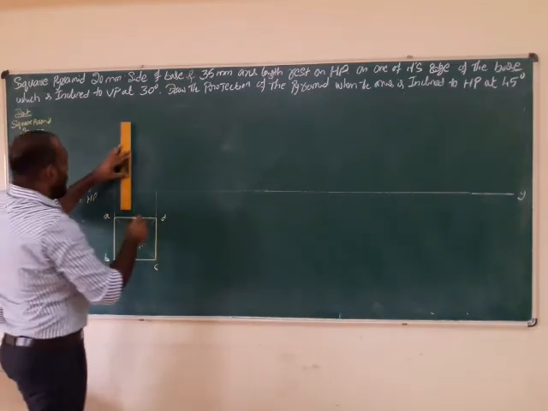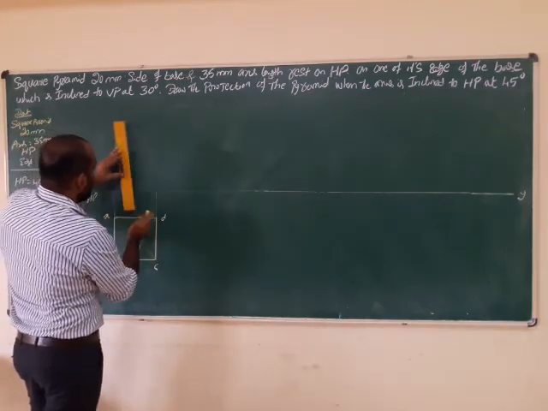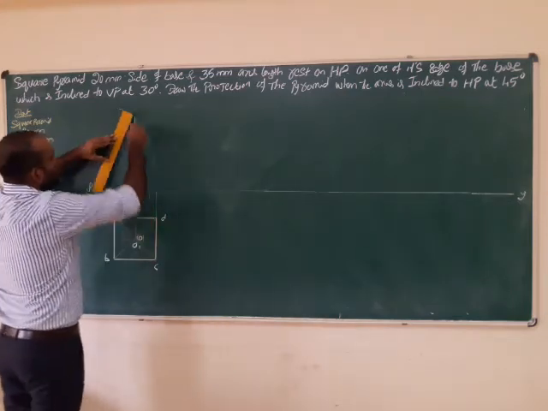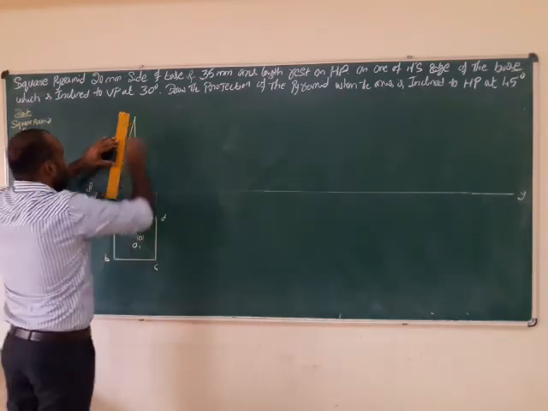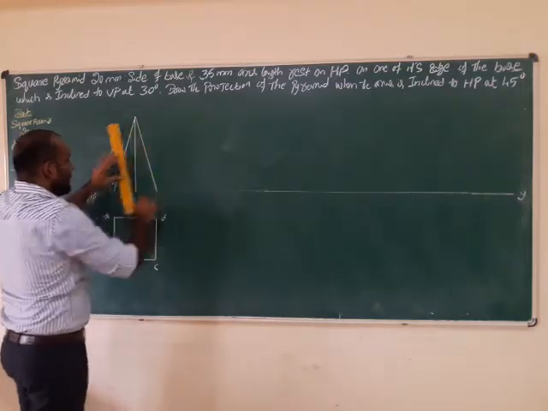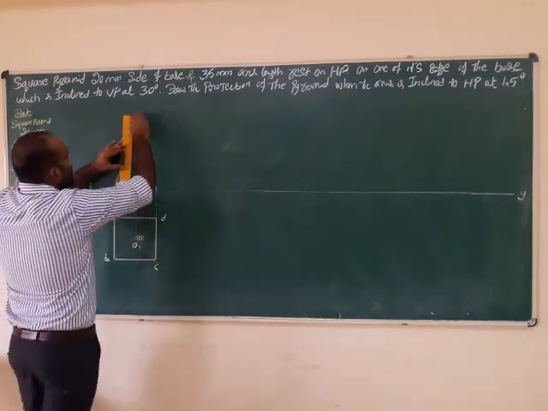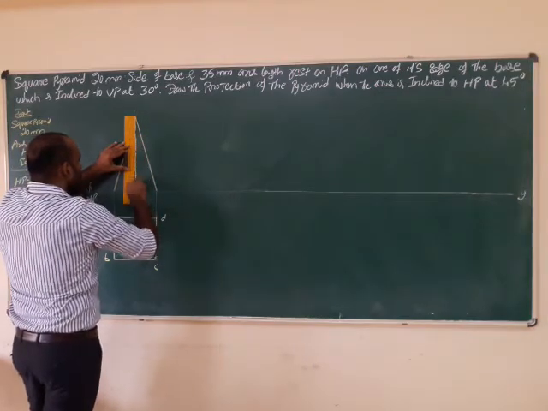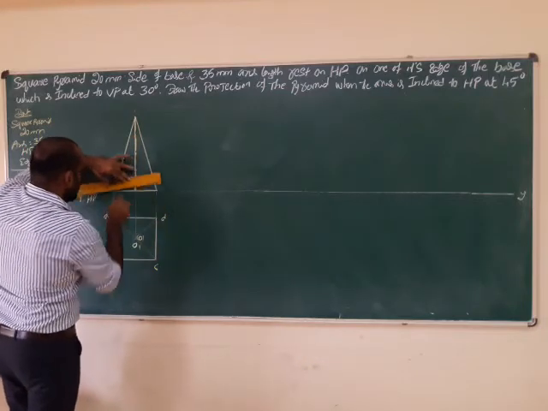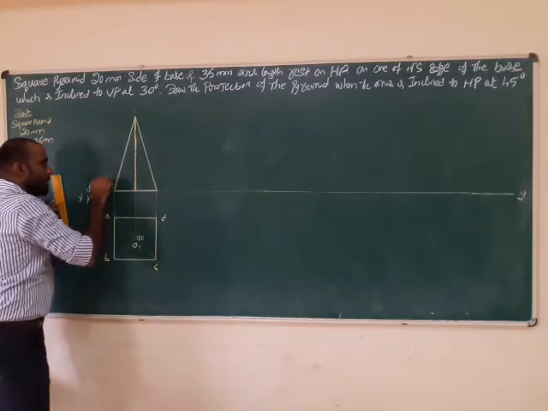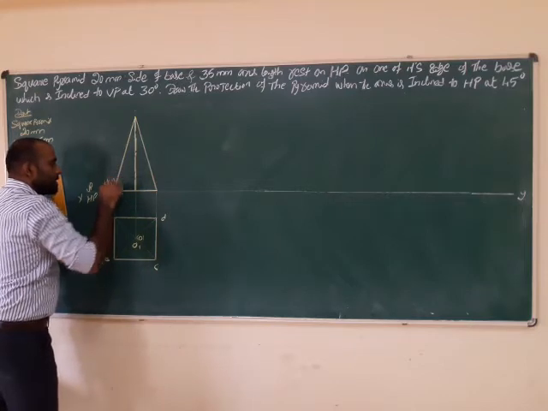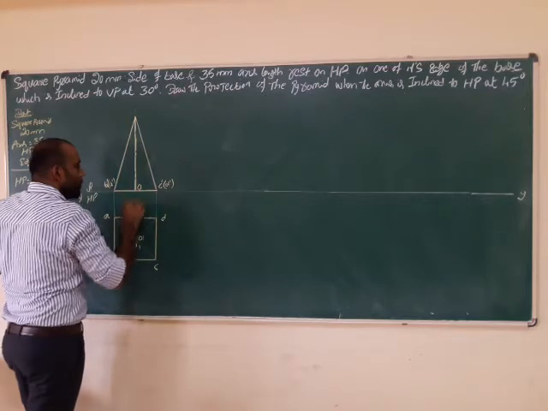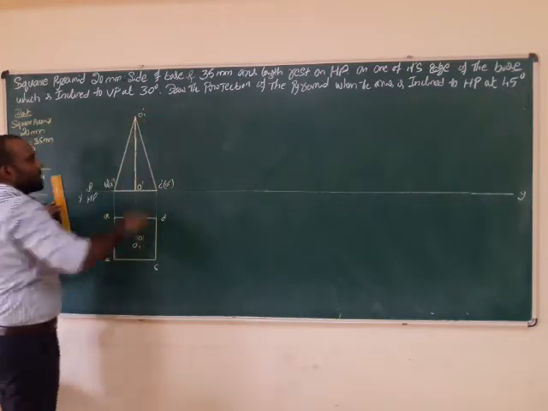Axis length is given as 35, so measure 35. After that, just join the corners. The center line is called the axis line. You have to draw the axis line. From the bottom view, B dash is visible, A dash is not visible, C is visible, D dash is not visible, O dash is visible, O1 dash is not visible.